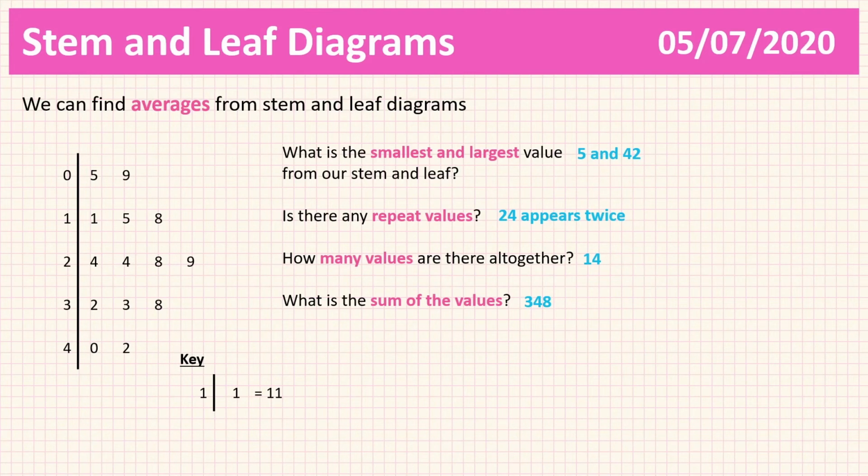Okay, so now that we've done that, we can start looking for averages. The easiest average to find is the range. We know the smallest value and we know the largest value, so we can work out the range. We do 42 minus 5. So the range is 37. Super easy to find.